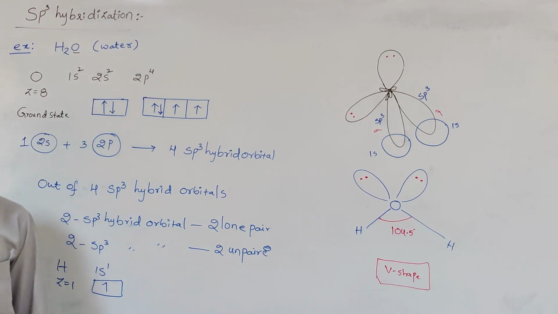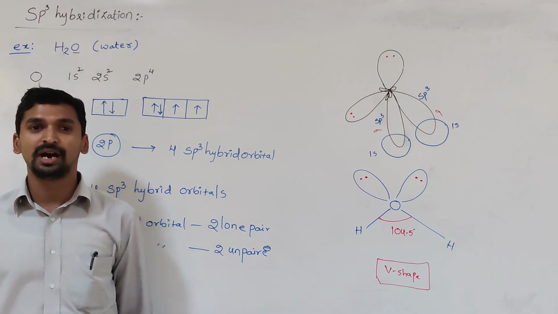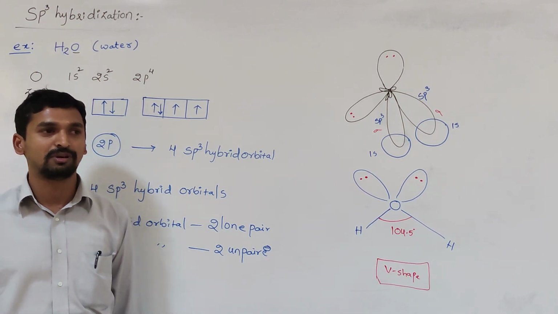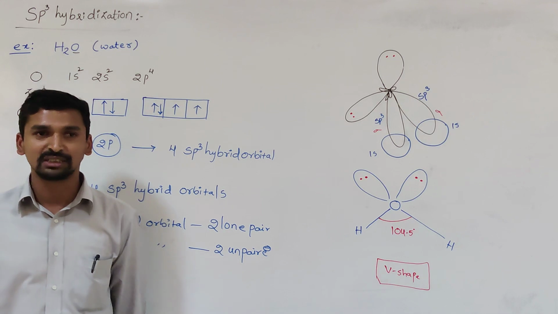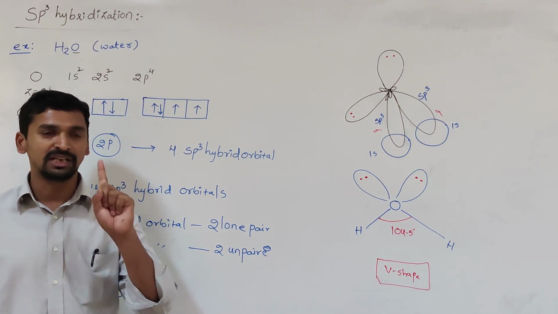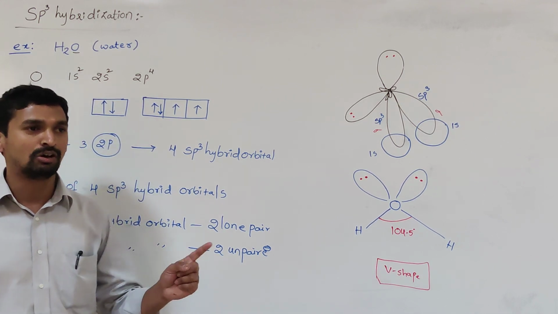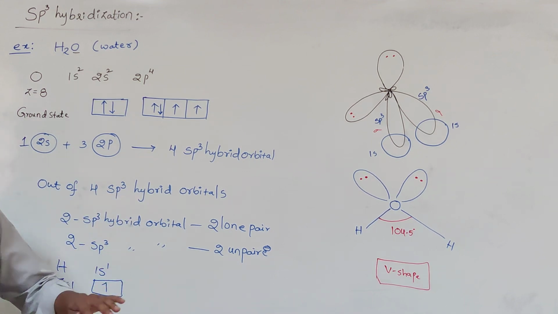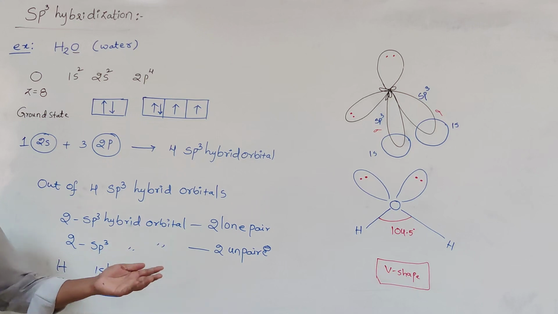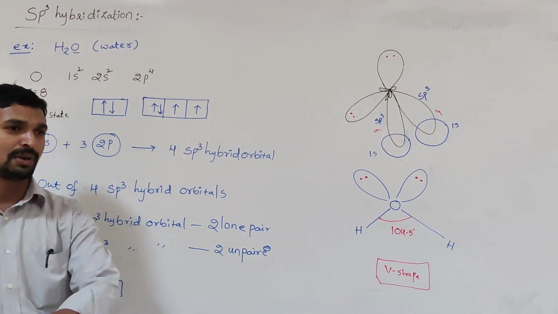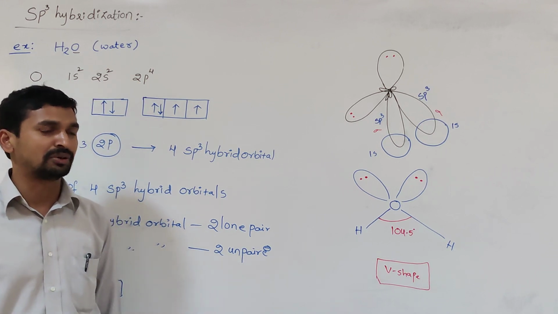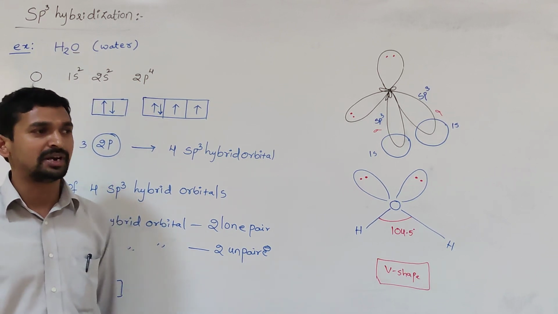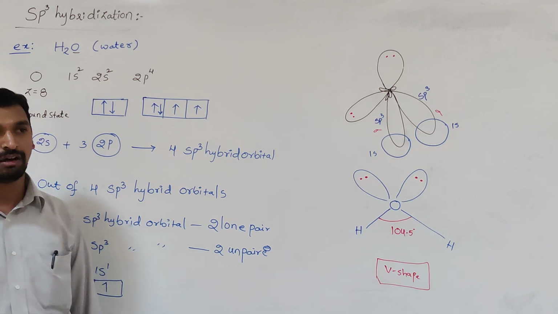But in the ammonia molecule, out of the 4 sp3 hybrid orbitals, 3 are involved in bond formation by overlapping with 1s orbitals of hydrogen atoms. The one sp3 hybrid orbital containing a lone pair of electrons remains on the nitrogen. In the water molecule, out of the 4 sp3 hybrid orbitals, only 2 are involved in bond formation by overlapping with the 1s orbitals of hydrogen atoms. The remaining 2 sp3 hybrid orbitals contain the lone pairs of electrons.